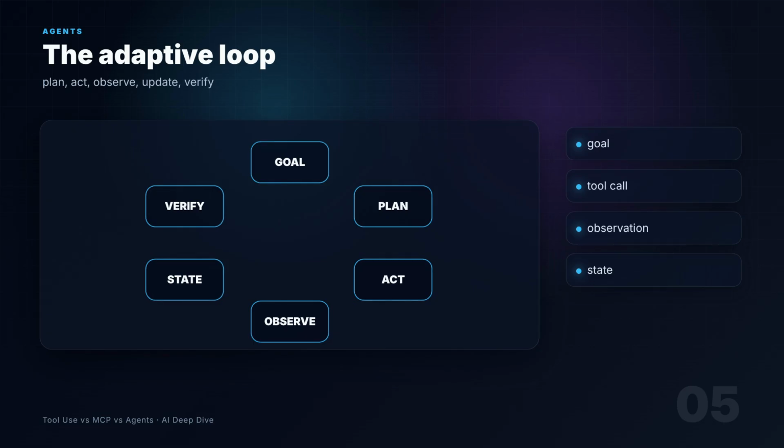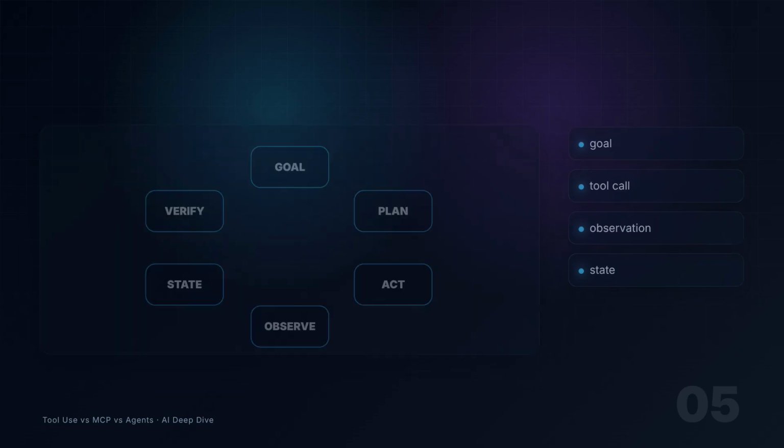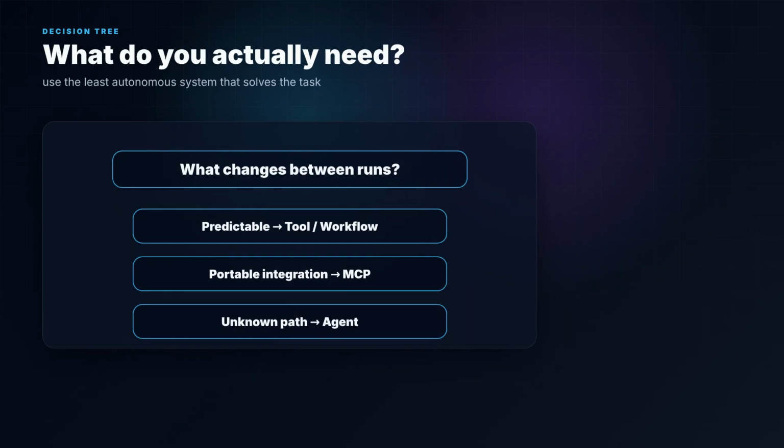A workflow can use a model too. But in a workflow, the steps are mostly fixed. In an agent, the model helps decide the steps. Here is the practical decision tree. If you need one predictable external operation, use tool calling. The user asks for a database lookup, a calculation, a calendar conflict check, or a weather query. The system can call one tool, validate the result, and answer.